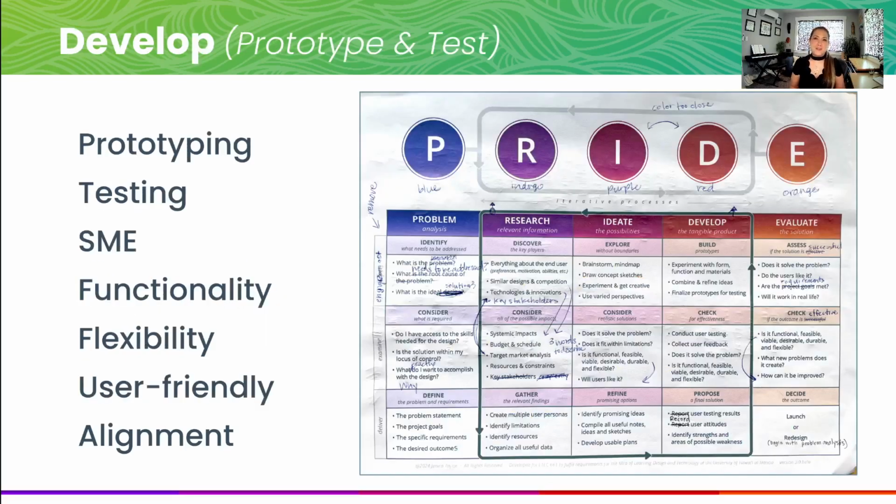The next phase is develop, which incorporates the prototype and test phases of the Stanford model. This includes, obviously, prototyping and testing. Subject matter experts, like, what do they think of it? Is it working? What are their thoughts?